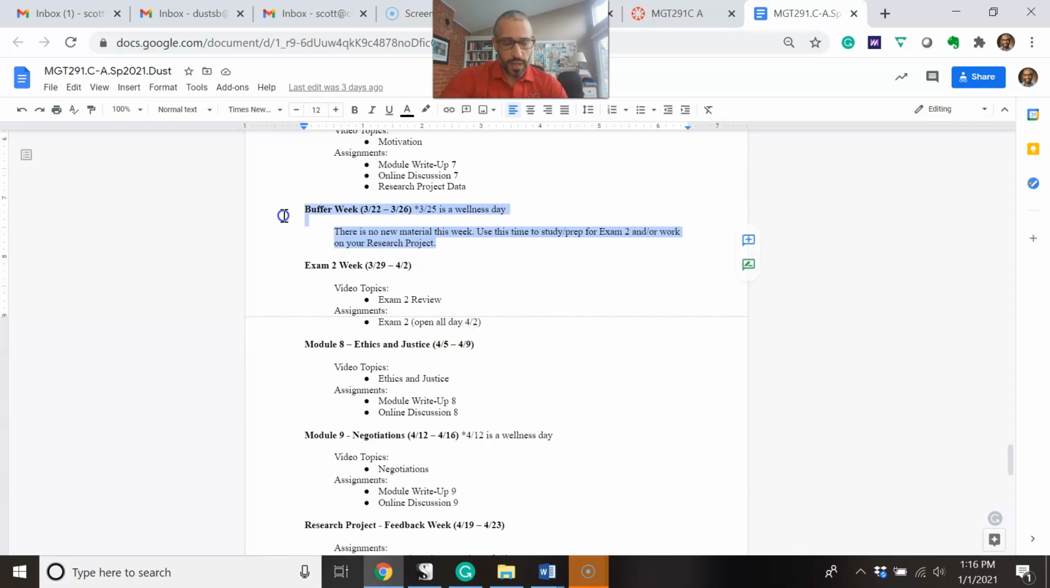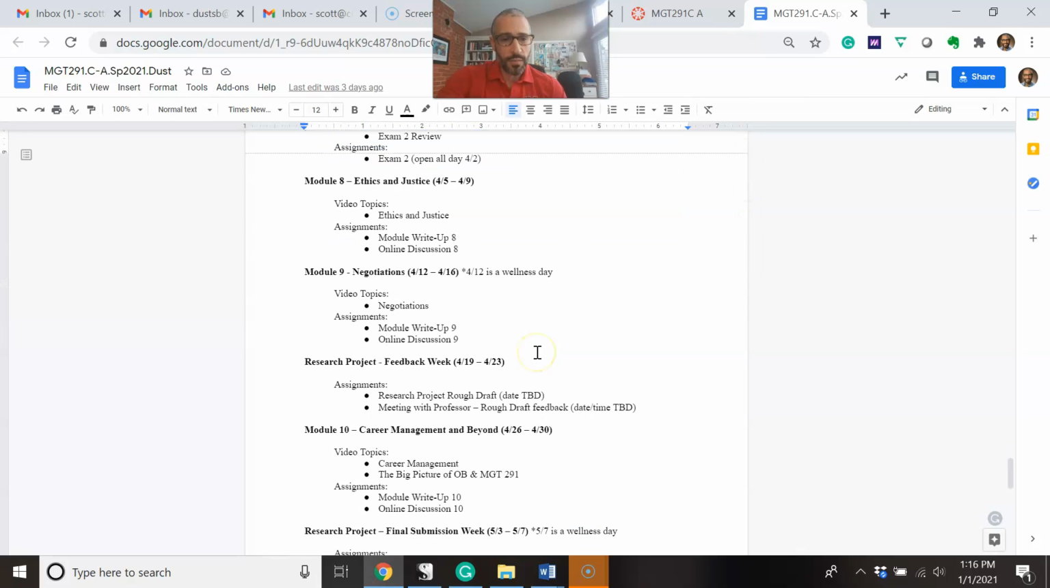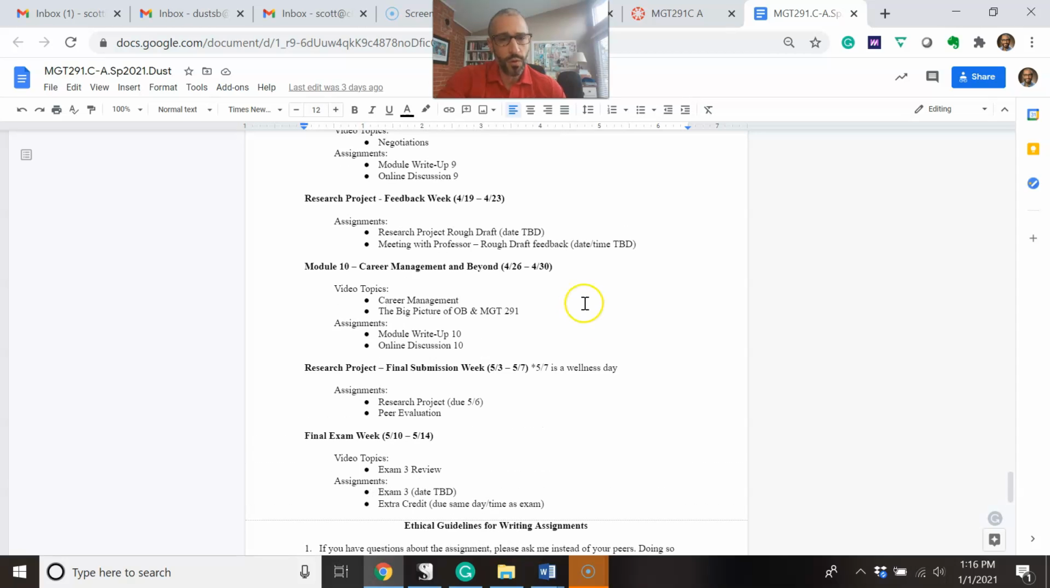We've got a buffer week in here, as I mentioned, in showing you the Canvas page. We want to make sure we give ourselves some time. The research project is a lot of work, and I want to make sure that you guys don't fall behind and that remains a priority instead of just trying to constantly keep up with weekly modules. And then we have exam 2, pretty normal, module 8, module 9, pretty normal.